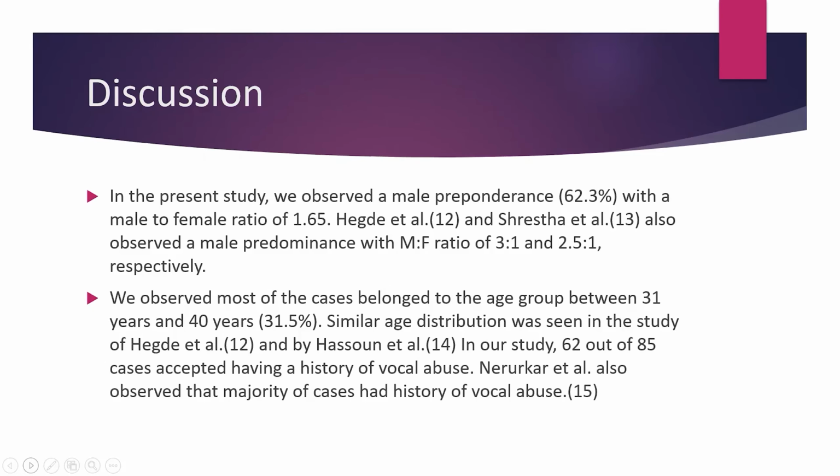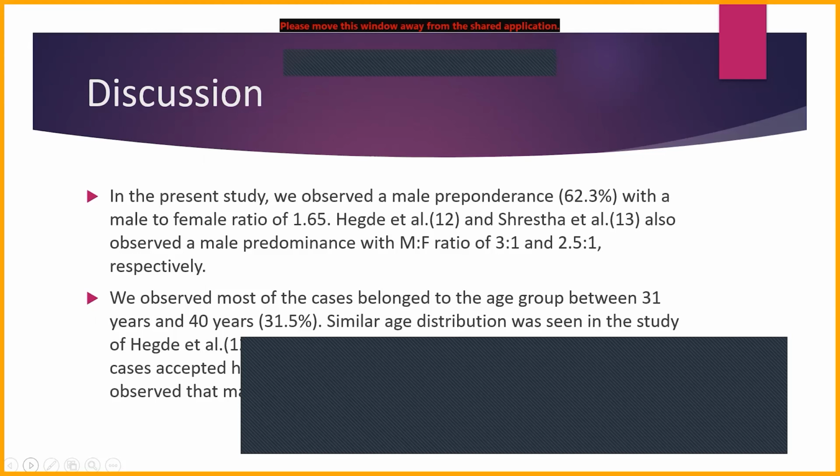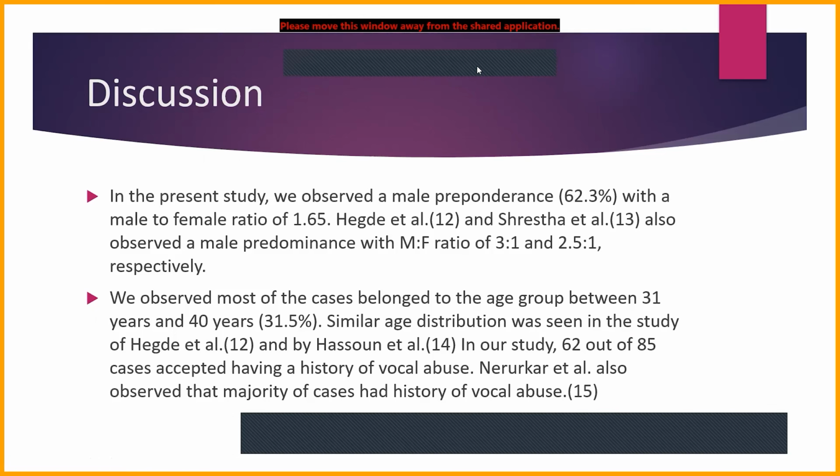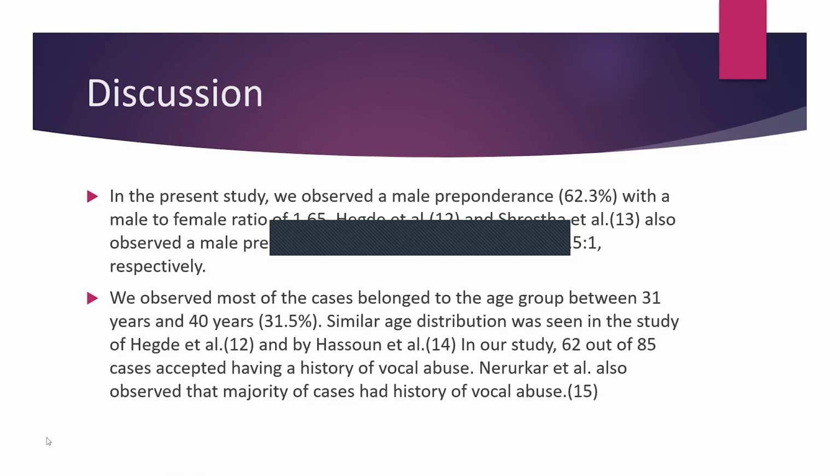So in the present study, we observed a male preponderance with a male to female ratio of 1.65, which was corresponding to other studies of Hegde et al. and Shrestha. We observed most of the cases belonged to the age group between 31 to 40 years. Similar age distribution was seen in the study of Hegde et al. and Hassan et al. In our study, 62 out of 85 cases accepted having a history of vocal abuse, which was also seen in the study by Nirukar et al. Next slide, please.